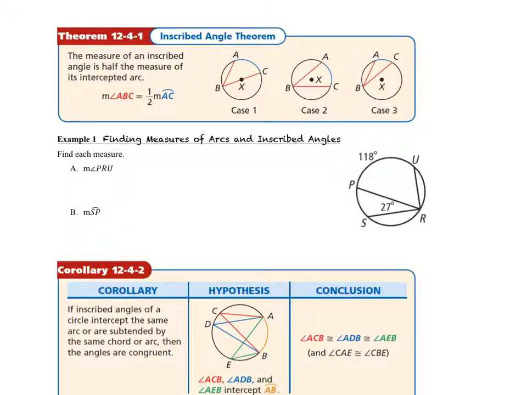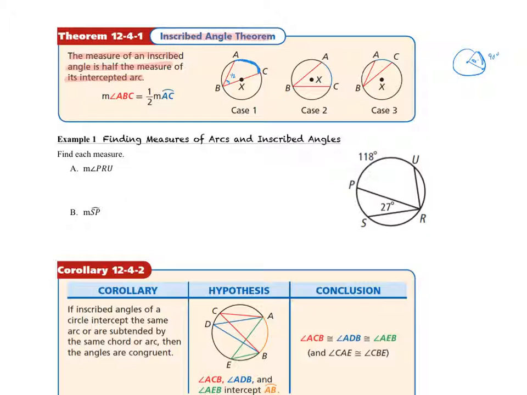Okay, the first theorem that you need to be able to apply is called the inscribed angle theorem. The measure of an inscribed angle is half the measure of its intercepted arc. So before, when we had a central angle, say the central angle was 90 degrees, then the intercepted arc was 90 degrees. Now we're saying that the angle, if you notice, is much smaller compared to its arc measure. So that angle is going to be 1/2 of the arc measure. So there's a couple different scenarios there.